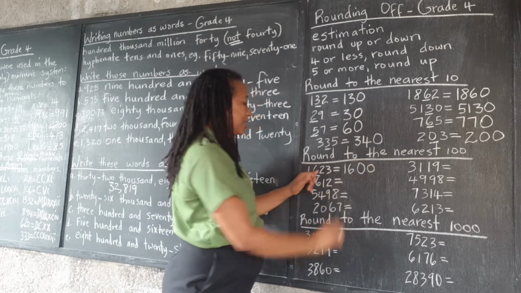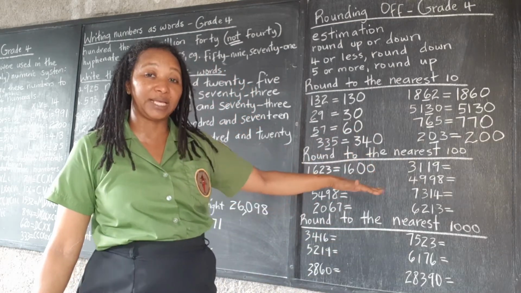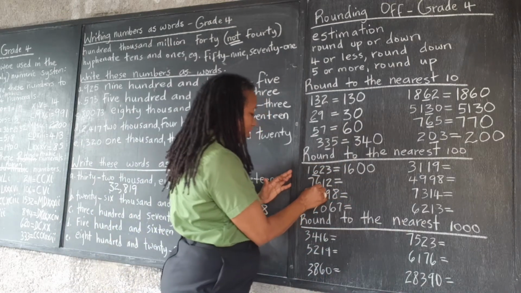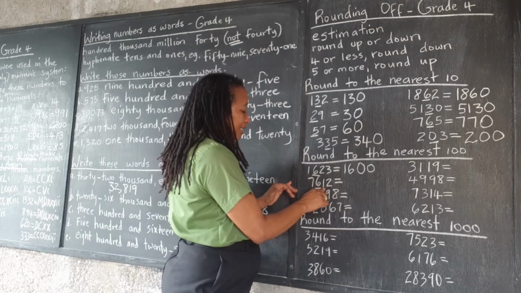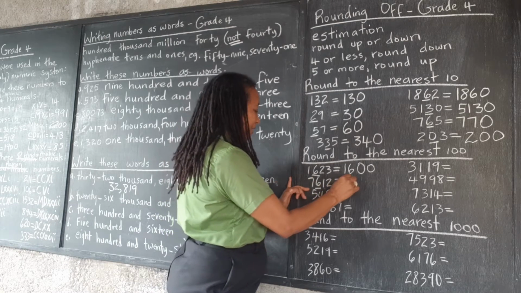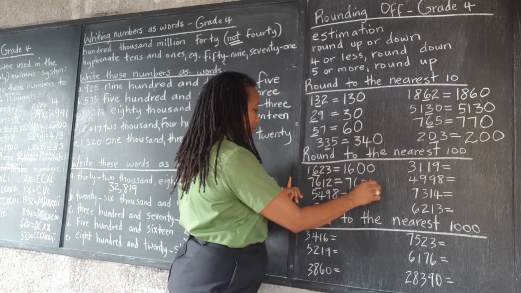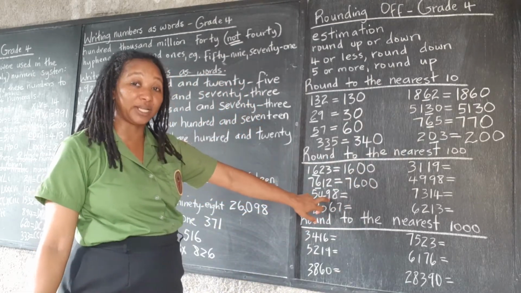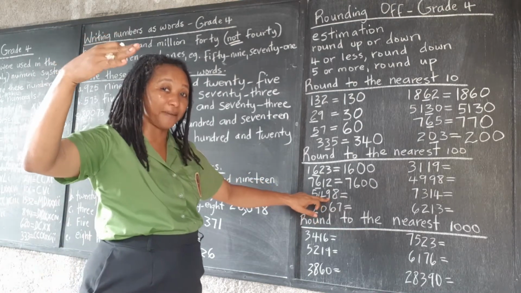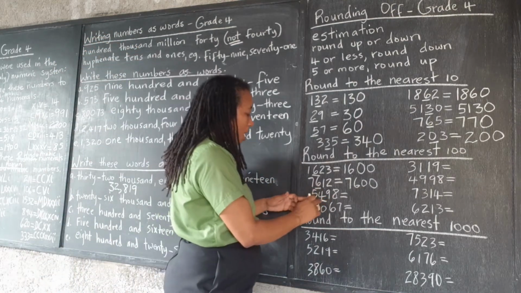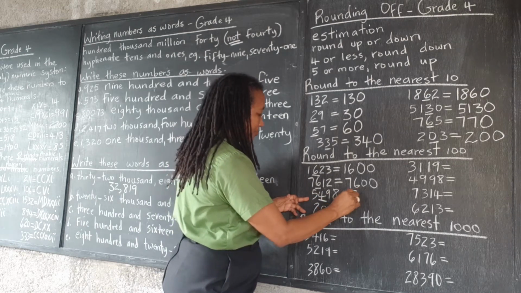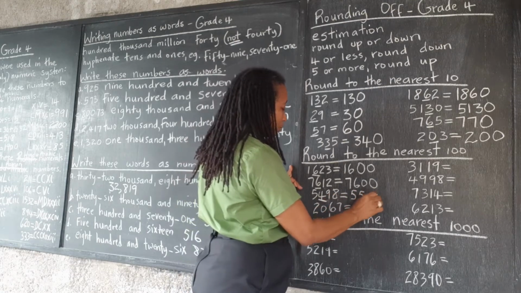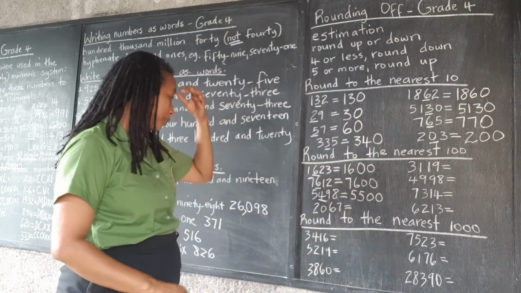And replace everything to the right with placeholders. Again, 6 is in the 100 place. The 1 is less than 5, we're not going to add anything to the 6. 4 is in the 100 place. 9 is certainly more than 5, so we're rounding up this time. We're going to add a 1 to the 4. It becomes 5, and replace the next 2 with zeros.